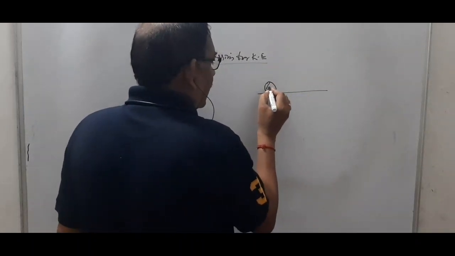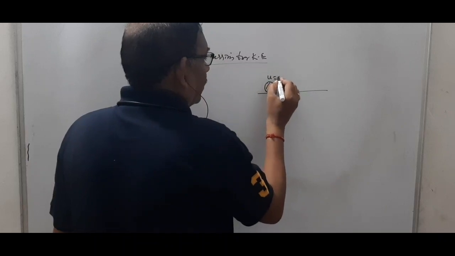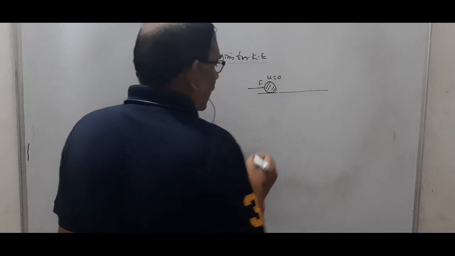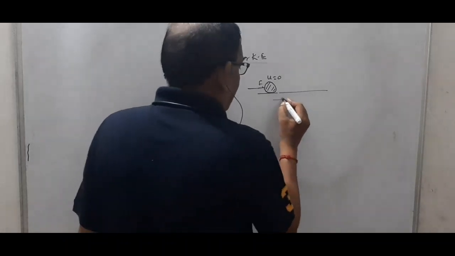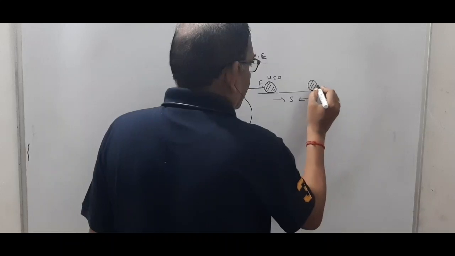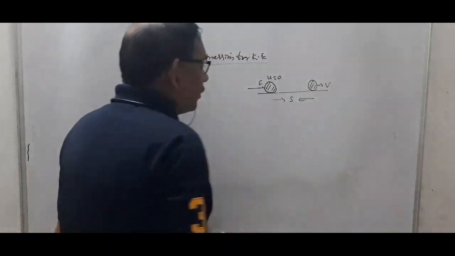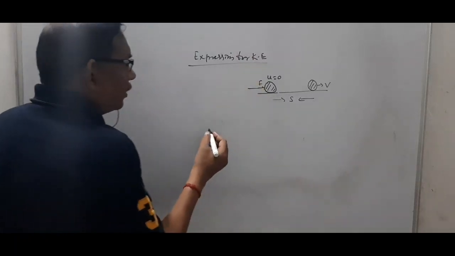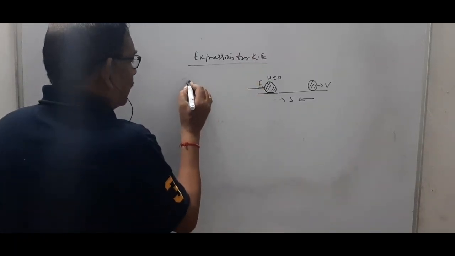The body is initially at rest, u equal to 0. When a constant force is applied on it, it starts accelerating and covers a distance s. The final velocity is v. Here, the small work done.